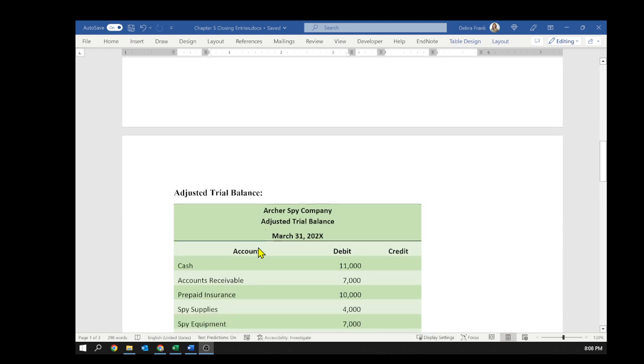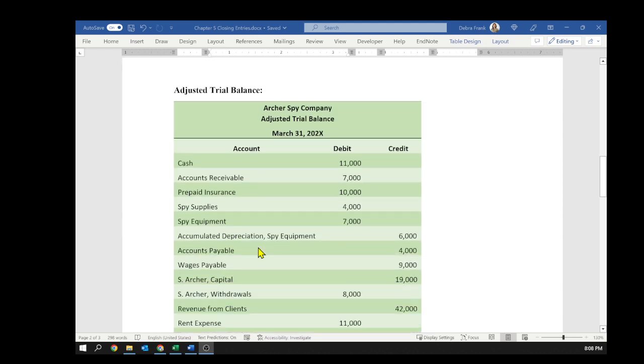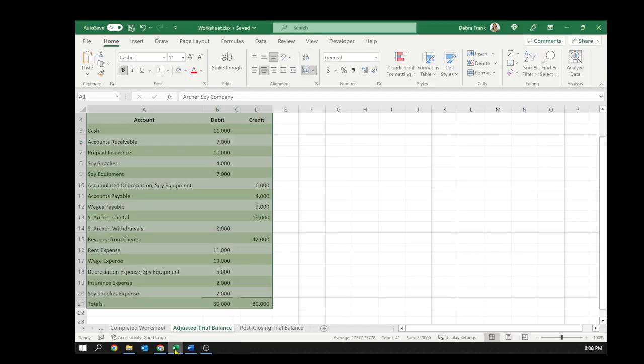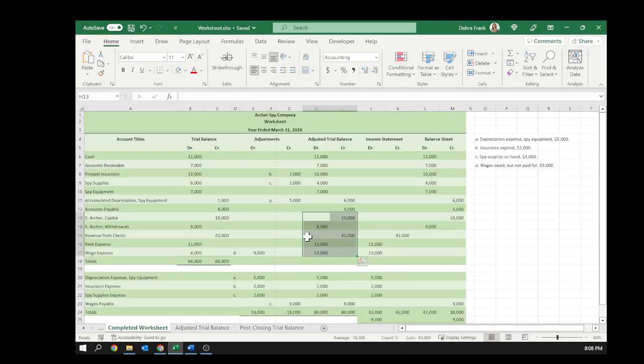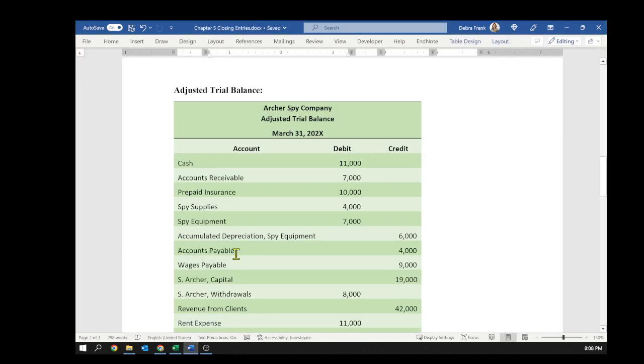So here we have our adjusted trial balance, and this was from the worksheet. If you look at the worksheet again, you'll see our completed worksheet with our adjusted trial balance here, and all of this has now been plugged onto that sheet for an adjusted trial balance, and it's $80,000 for the total. All right, so let's go back over to the main one. This is nicer looking.